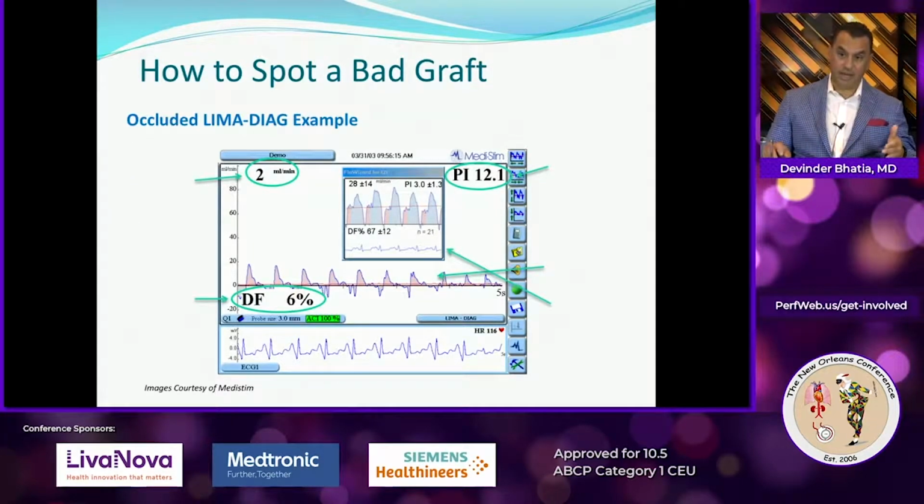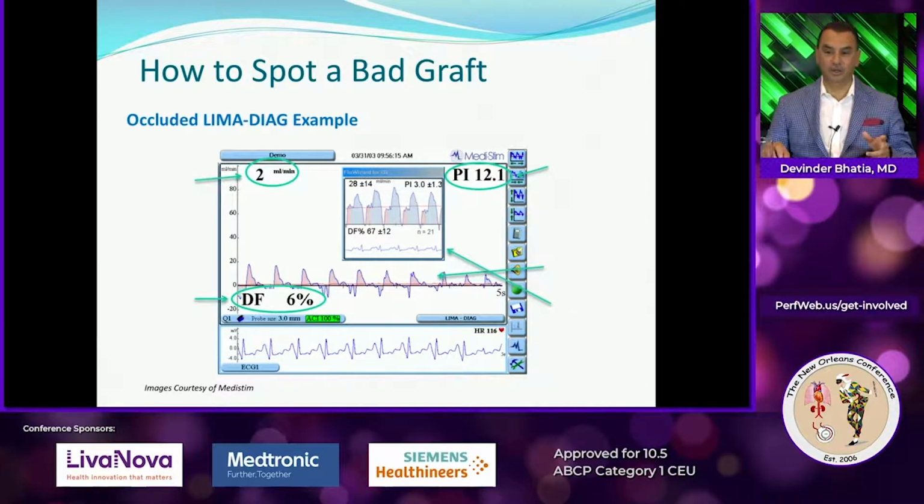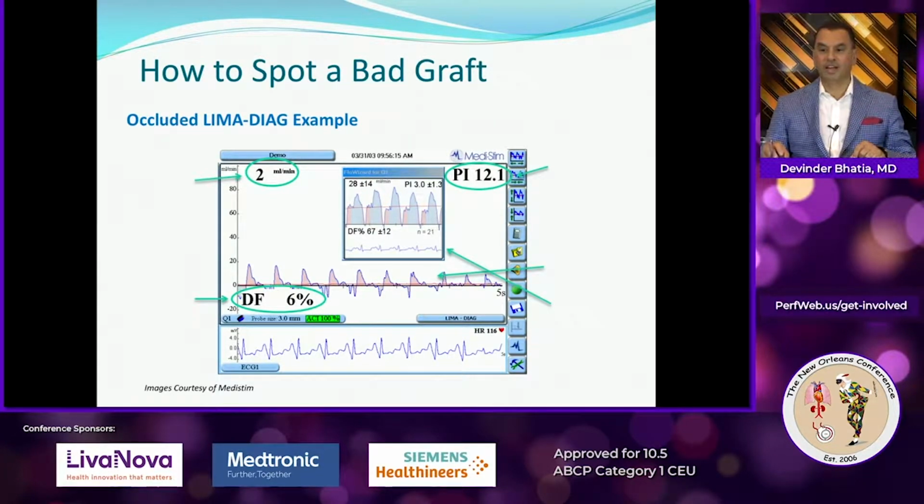Now, how do you spot a bad graft? This looks bad. This is clearly one that you wouldn't want to potentially walk out of the operating room with, knowing that you thought you did your very best. This is an occluded mammary to the diagonal. You got a very high pulsatility index, 12.1. You've got a flow of 2 milliliters per minute and a diastolic filling of 6%. So none of those are within acceptable limits.